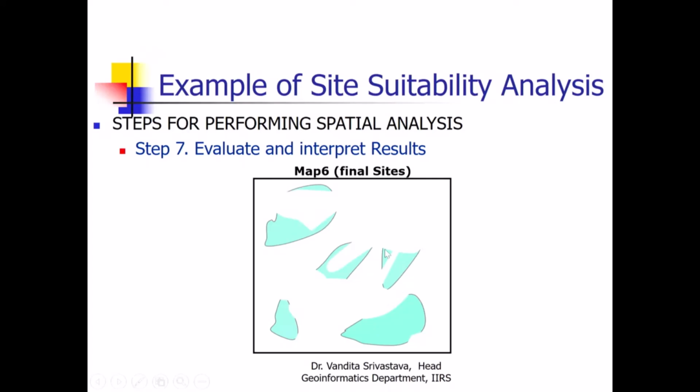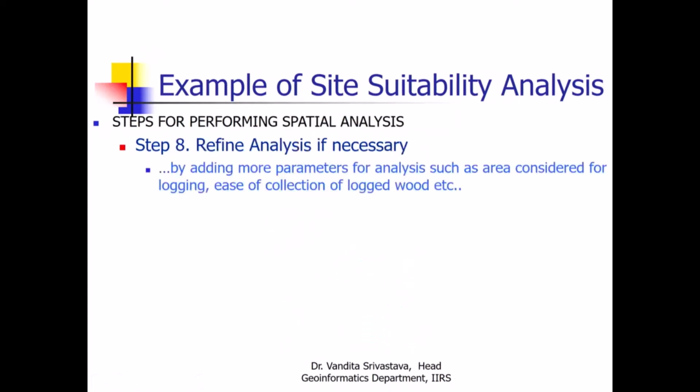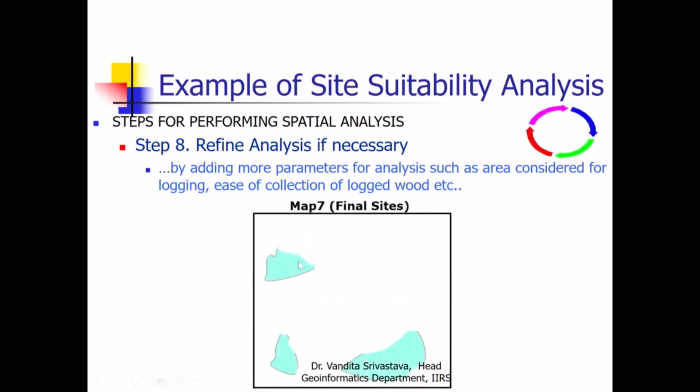Whatever my criteria, I can keep on adding, and I can try to refine my analysis. So here I show that these are the final 3 sites I have chosen based upon adding some more criteria on area and phases. In these, I can further decide to take one area in phase 1, another area in phase 2, and phase 3 in a phased manner, or whatever based upon my requirement I can refine this analysis.